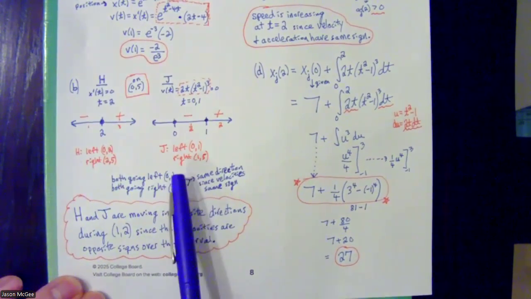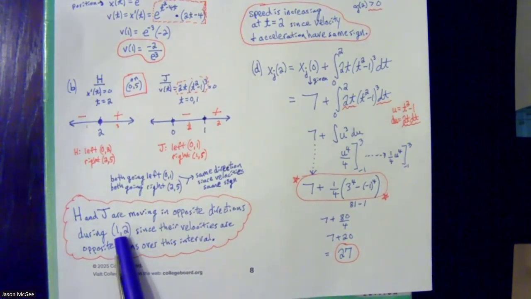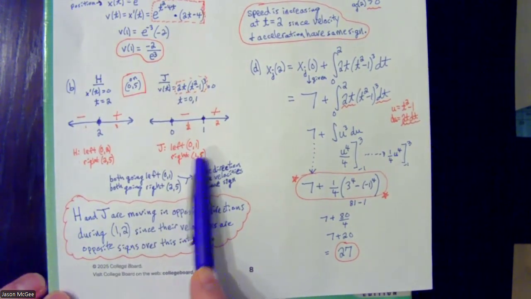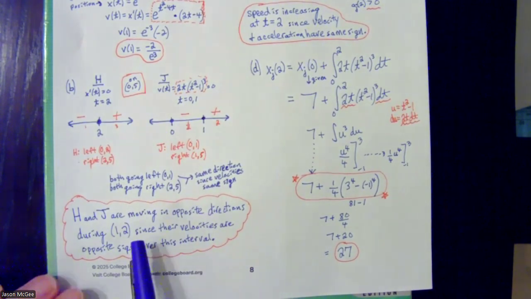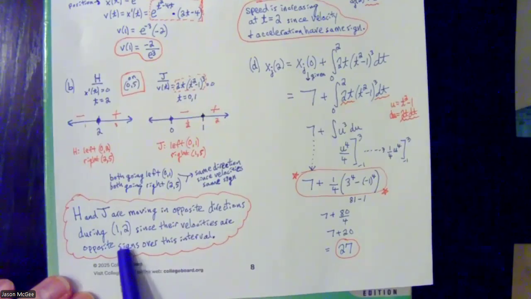And then I said, okay, in between 0 and 5, those are already accounted for. So the only thing that's not accounted for is this guy. That's where they're going to be opposite directions right there. Like this one's going to the left, and then this one's going to the right in between there. So just mention opposite directions, and then since the velocities have opposite signs right there.